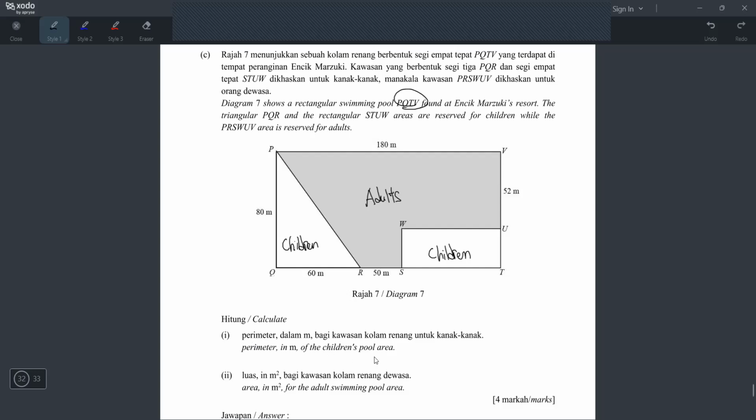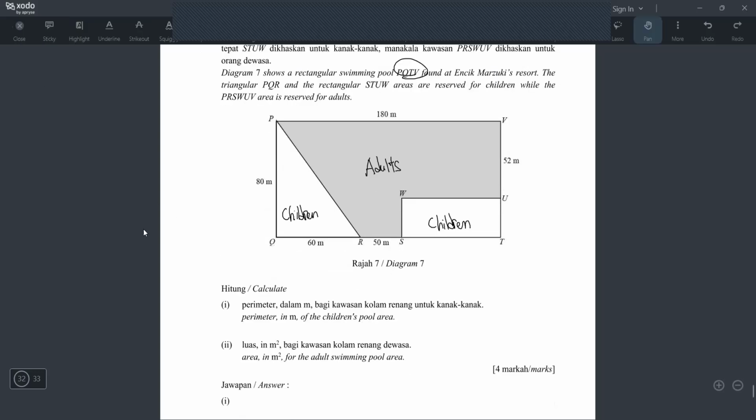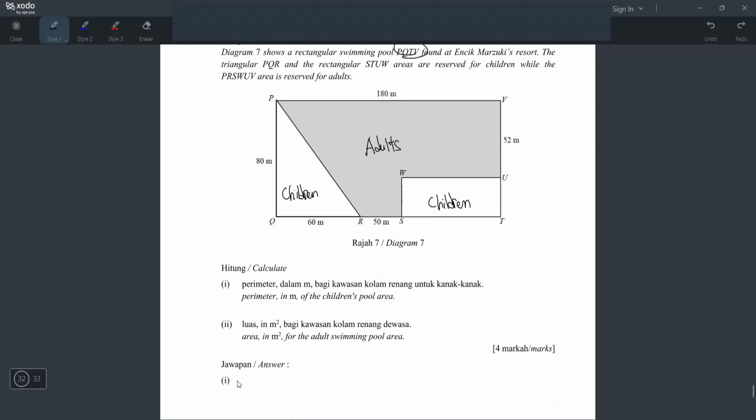Calculate perimeter of children pools area. This is not susah because to find perimeter, you just tambah all the outside punya panjang. But do I have all the panjang? I have 60, I have 80, but I don't have this pool punya panjang. So macam mana? Gunalah Pythagoras theorem. So PR sama dengan square root. This is a right angle, right? Why I know this is 90 degree?